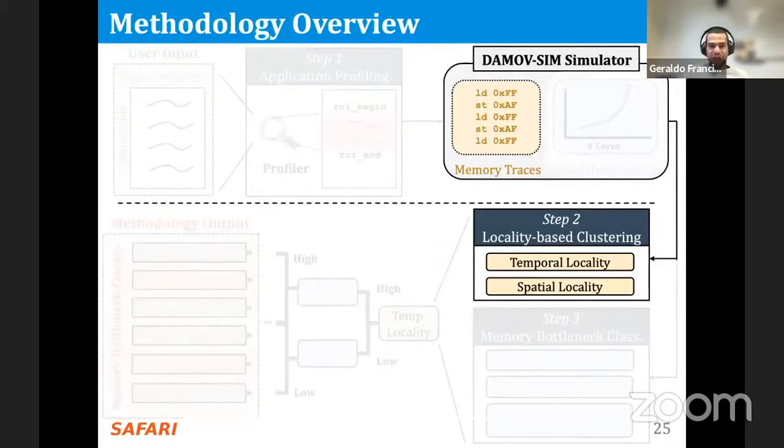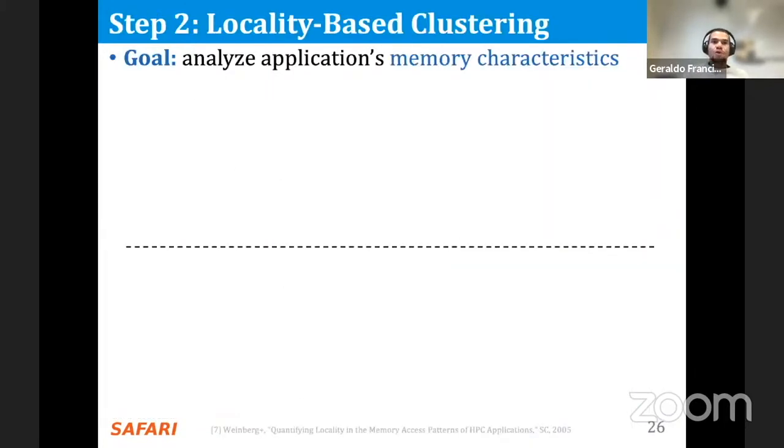Next, we're going to look at the second step. In step 2, we aim to analyze the application's memory characteristics, for example, locality. Thus, we can understand how it affects the components of the memory system, such as cache behavior or prefetching. To this end, we evaluate 2 key metrics.